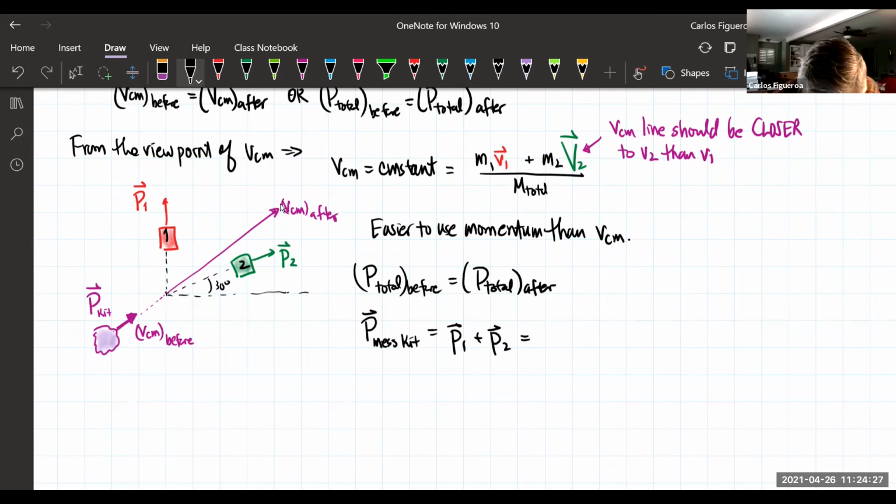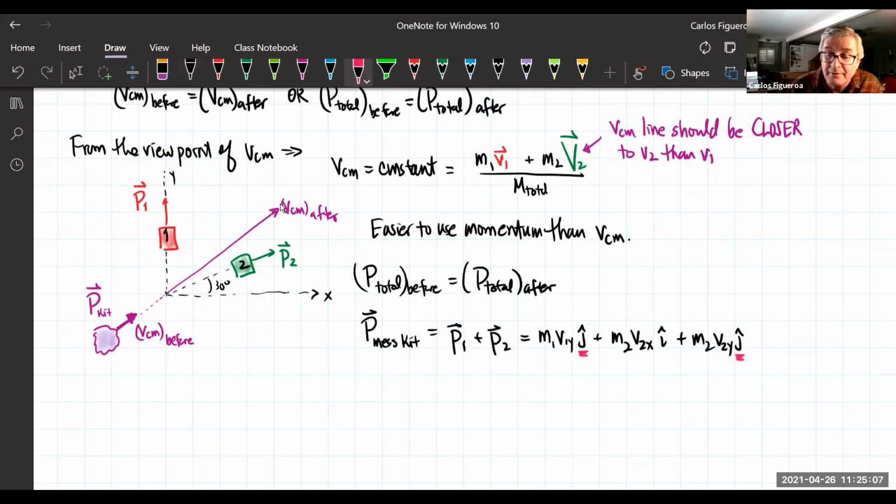But then look what I find here. This guy is in the Y direction. This guy's in the X direction. So now I can write this into component form. So I could write this as m1 v1y in the j direction. And then this guy's going to be m2 v2x in the i direction, of course, m2 v2y in the j direction. So I have my momentums now. Note that I can combine that momentum with that momentum.